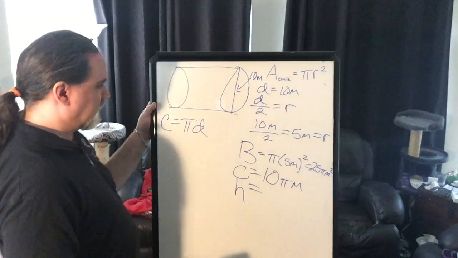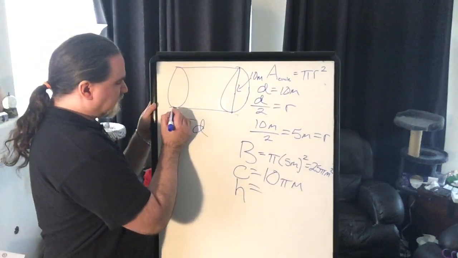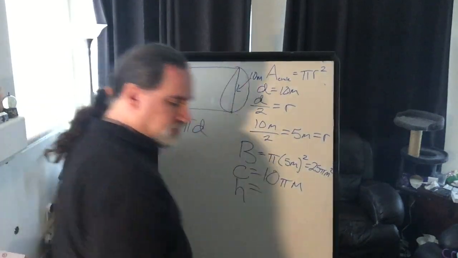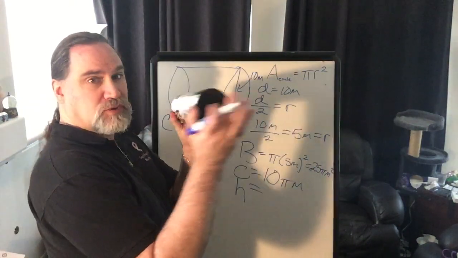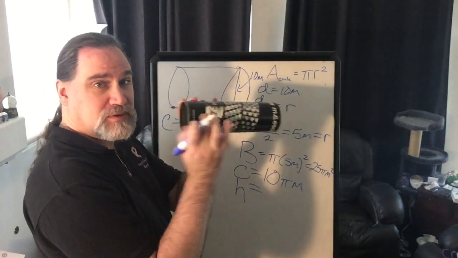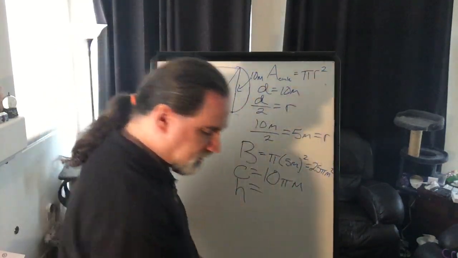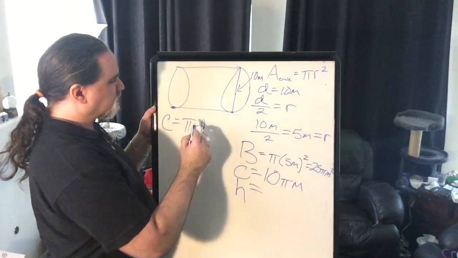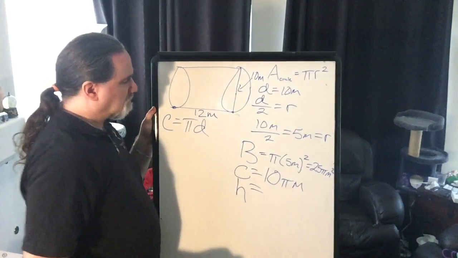Well, I didn't give us a height yet, now did I? Because that's going to be this distance right here, from one base to the other. Okay, from one circle to the other circle. So this distance right here, and that's the height of the prism. Or in this case, height of the cylinder. So let's just make it easy on ourselves. We'll make it 12 meters.